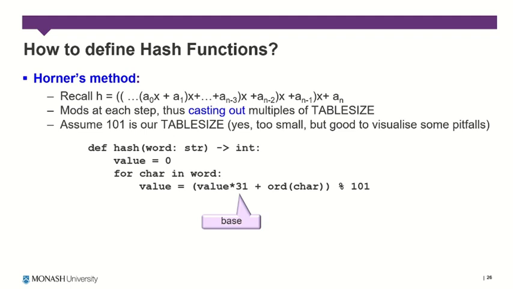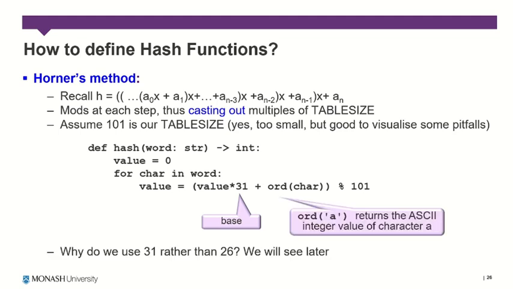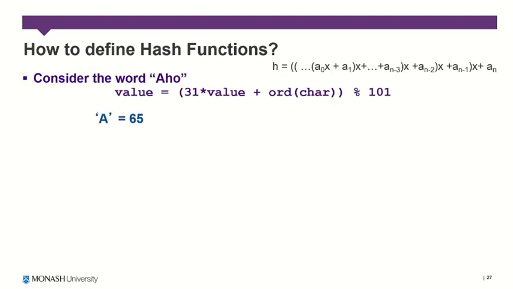Now note here we use 31. We'll see why we use 31 rather than the 26 that we used before. And ORD of a character, like I said, is the ASCII value of that particular character. And we've got our table size. After we've done all that, we're then going to return our final value. Notice here we're returning an integer, which is going to be the position in the hash table.